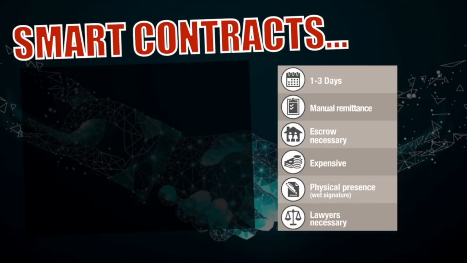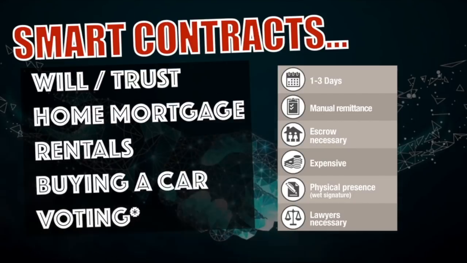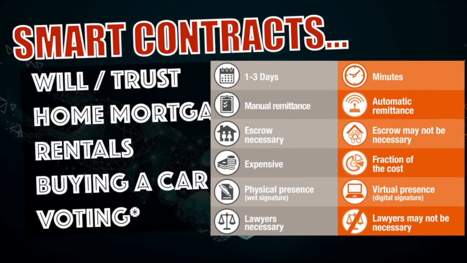So if you take a look at smart contracts and we look at the old way for regular paper contracts that we have today: 1 to 3 days, manual remittance, escrow, expensive, lawyers necessary, right? These are for wills, home mortgages, everything we just talked about before. So with smart contracts, we can say, hey, look, instead of taking 1 to 3 days, it's only going to take minutes.